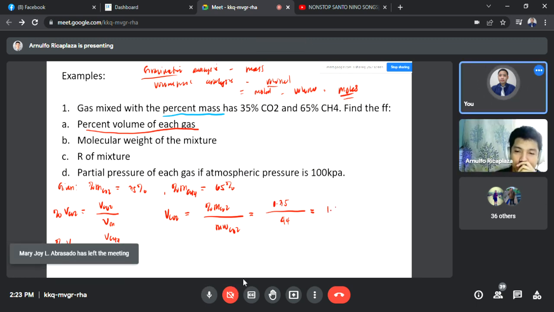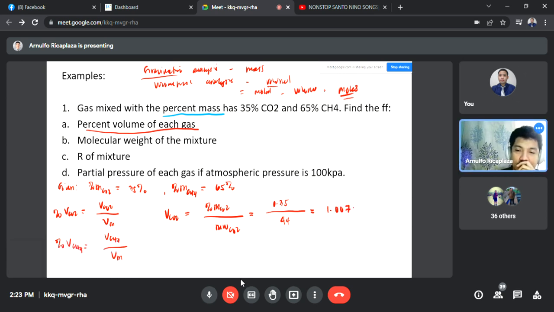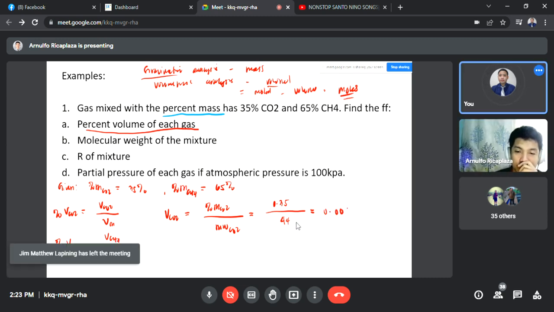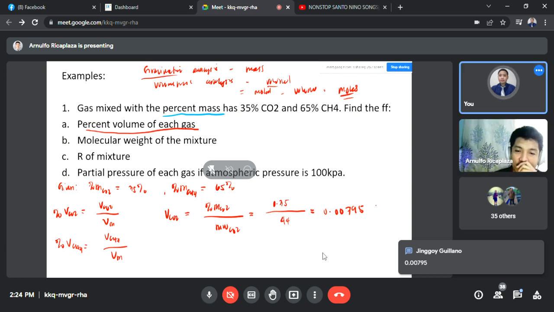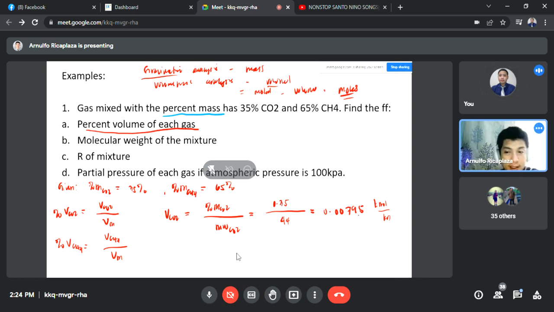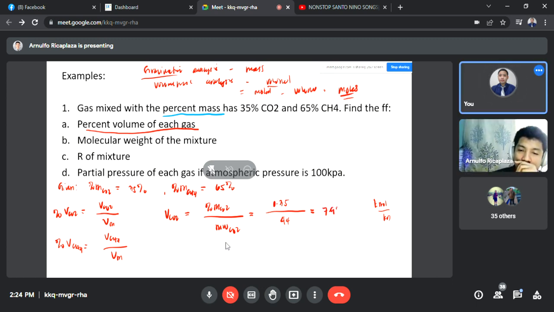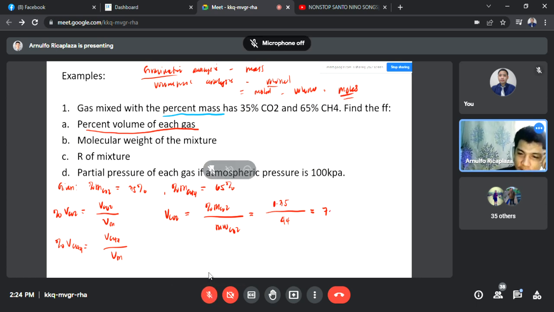0.00795, sir. Pila ni? 0.00795. So, imora din yung decimal. Okay, that is in kilomole per kilogram. Scientific notation: 7.9545 times 10 to the power of negative 3. Kanilang times to the power of negative 3 para mas mo less ang atong error. So 7.9545 times 10 to the power of negative 3, that is in kilomole per kilogram.